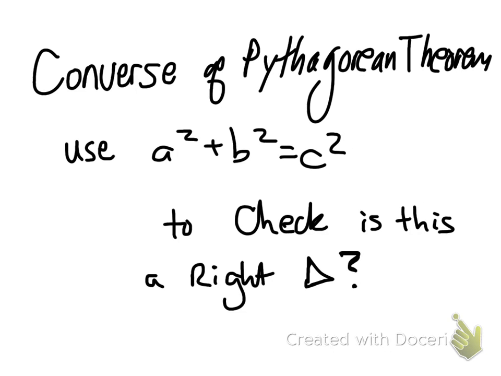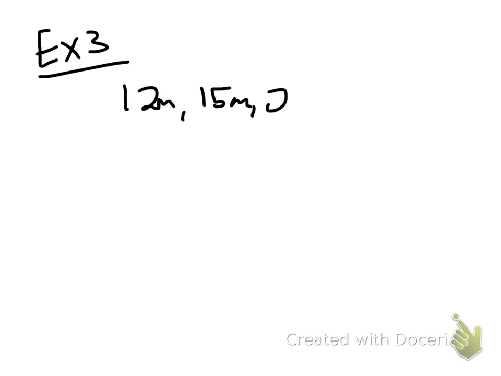Okay, so instead of being given a right triangle and then using it to find an unknown length, now we have all our side lengths. We want to say, is it a right triangle or is it not? So for example, if you have side lengths 12 meters, 15 meters, and 20 meters, you say, is this a right triangle?